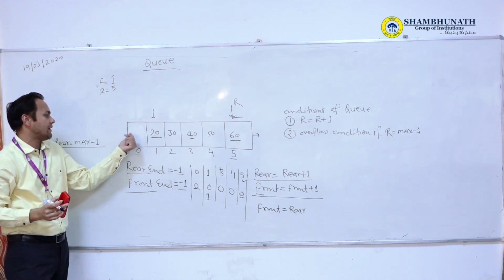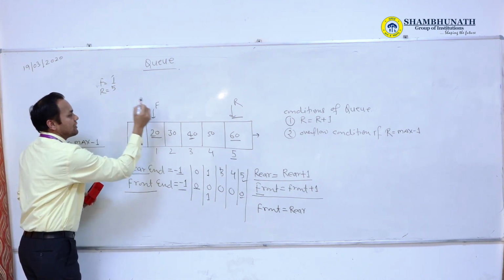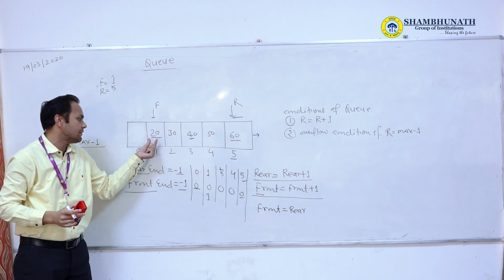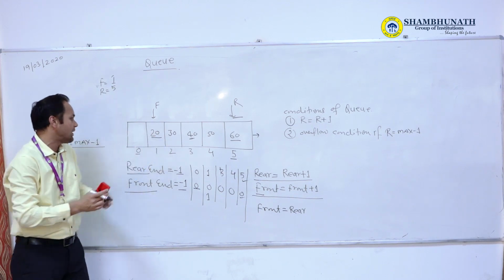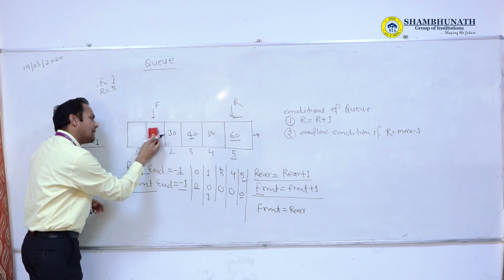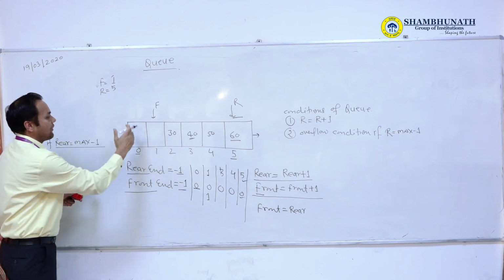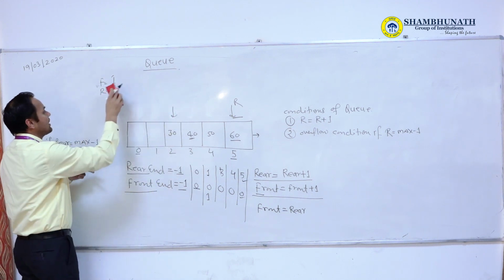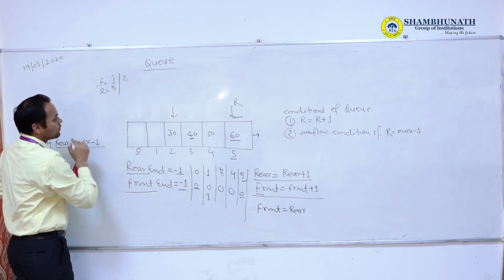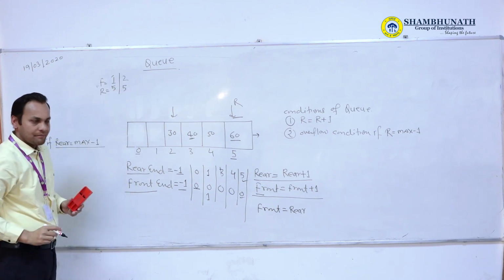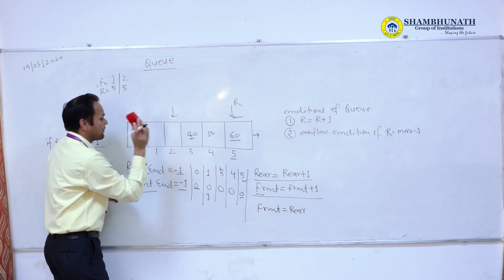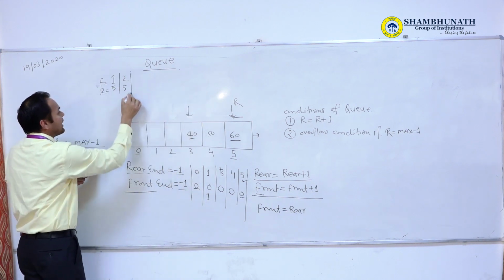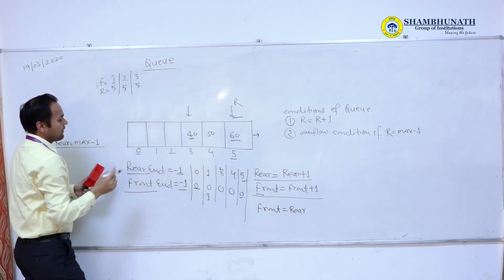After deleting the element 10, front shows there and rear is here, because, again I am saying, the queue works on the FIFO principle. The user deletes another data element from the queue, front is changed. Front goes there, and the position of front is 2 and rear is 5. Another data element is deleted from the given queue. Front goes there. Front is 3, rear is 5.